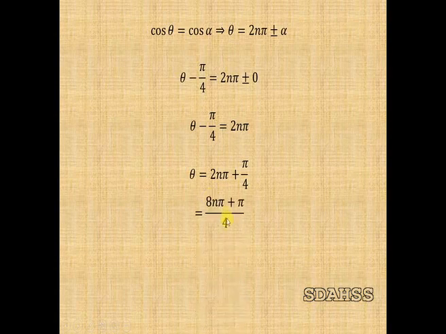Take the LCM, 4 is the LCM. Cross multiply. So you have 8n pi + pi. Here pi is common, so take it outside. So this becomes (8n + 1) pi/4, where n belongs to Z.